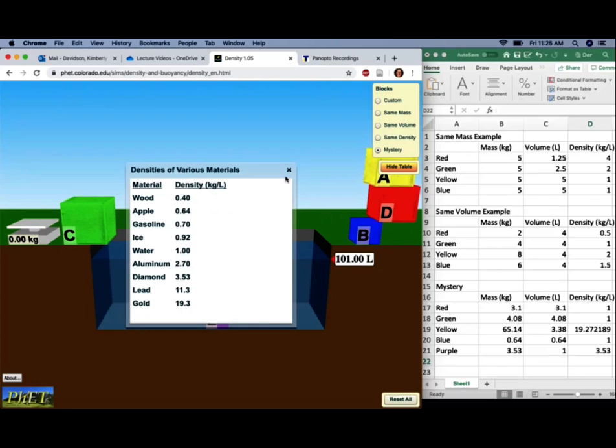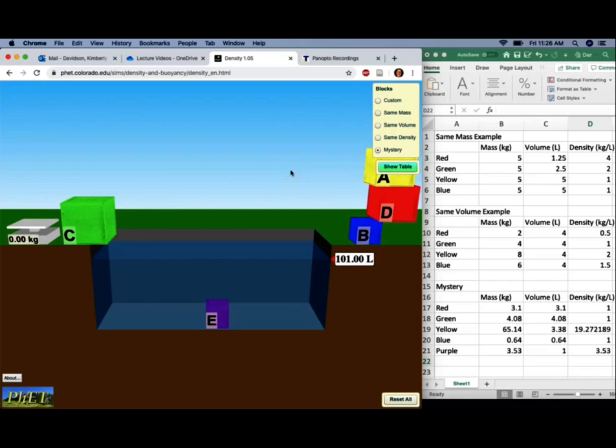So scientists, if they have a substance and they don't know what it is, they can measure the density of that substance, kind of similar to what we just did, and they can match it to the density of known objects. Now, sometimes you'll have a mixture of two items, and that can complicate the determination or identification of a substance. But if you have a pure substance, you can use this method to identify it.